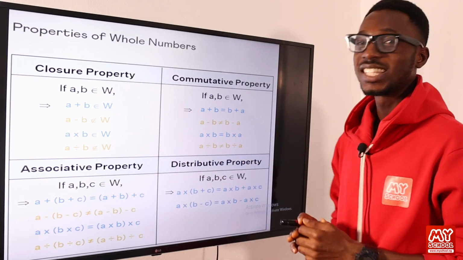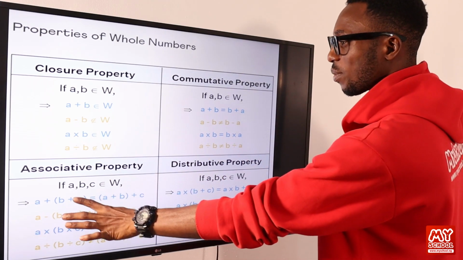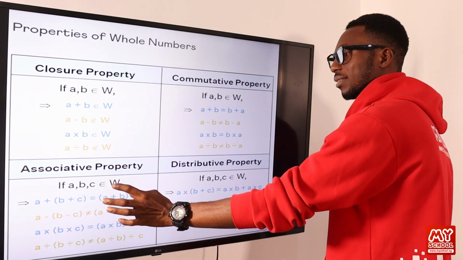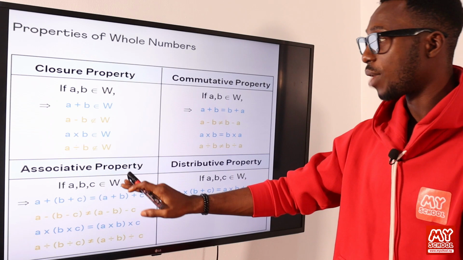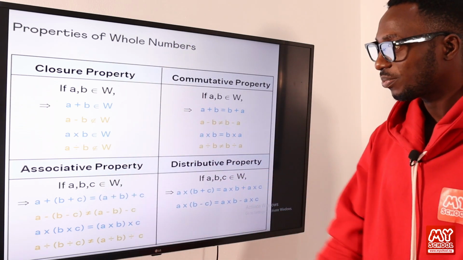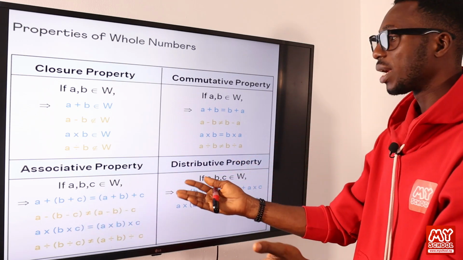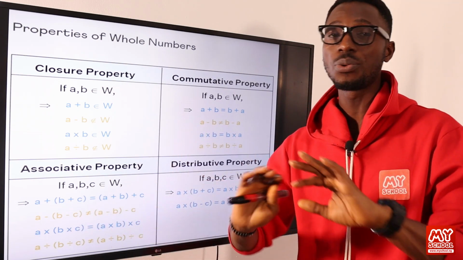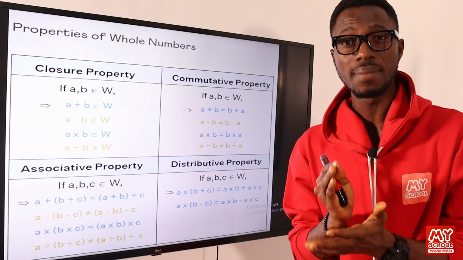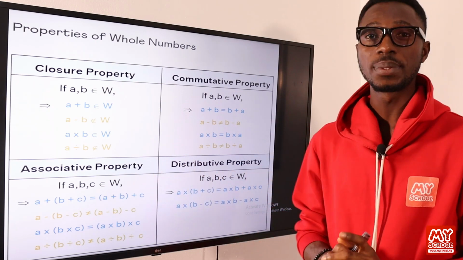So we have the associative property. Okay, look at this closely. We have A, B, C as members of set W, and W represents whole numbers. So this is where we actually rearrange your parentheses. And when you rearrange the parentheses, alongside the operators, you are still going to get the same answer. So that is where the associative property comes in.